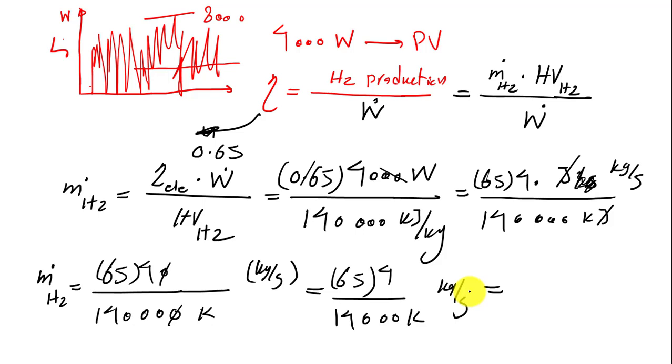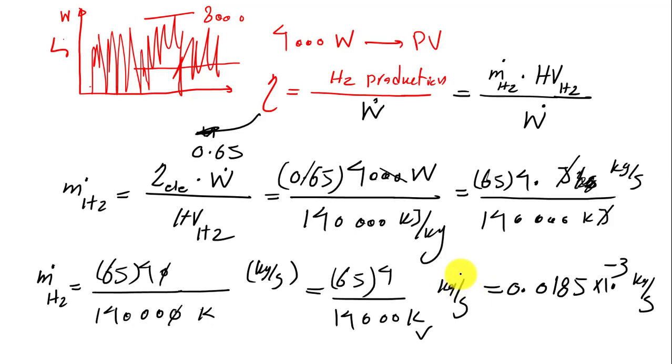Here is 65 times 4, which is 260. 260 divided by 140,000. This is the number 0.0185 times 10 to the power of negative 3 because of that one, kilogram per second. But the one that we want is kilogram per hour or cubic meter per hour.